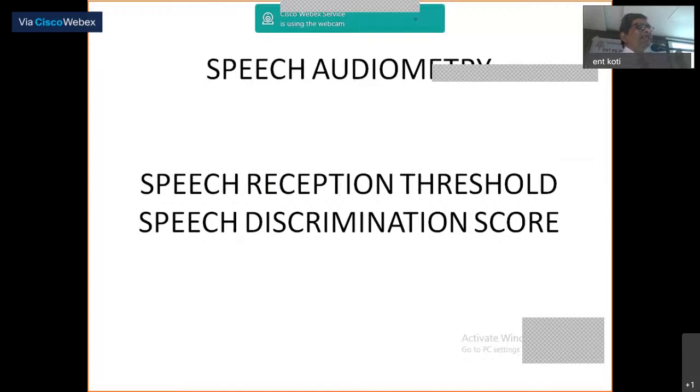In speech audiometry, you should be able to find out the meaning of the word. Just hearing the sound is not enough. Speech audiometry is the ability to repeat what is told to the patient so that communication is good. Right? In this, there are two types: speech reception threshold and speech discrimination score.